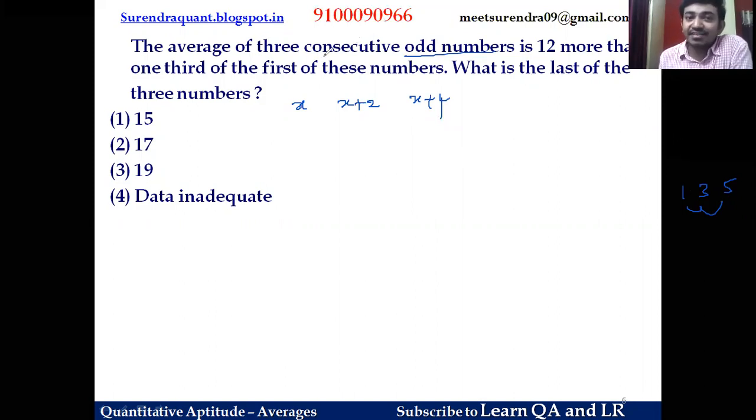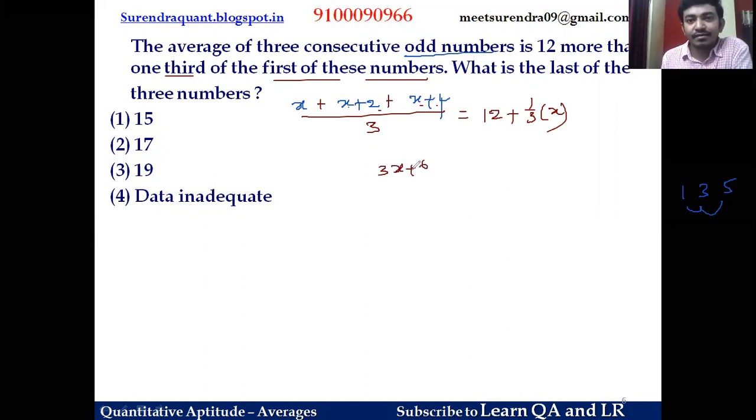So the average of these numbers. What do you mean by average? Sum of terms by number of terms. The average of these 3 numbers is 12 more than 1/3 of the first of these 3 numbers. What is the first of these numbers? x. That's all. So x plus x plus x is 3x, 2 plus 4 is 6, so 3x plus 6 by 3 equals 12 plus x by 3. So 3 goes into 3x plus 6 one time and 2 times, right? This is 12 plus x by 3.